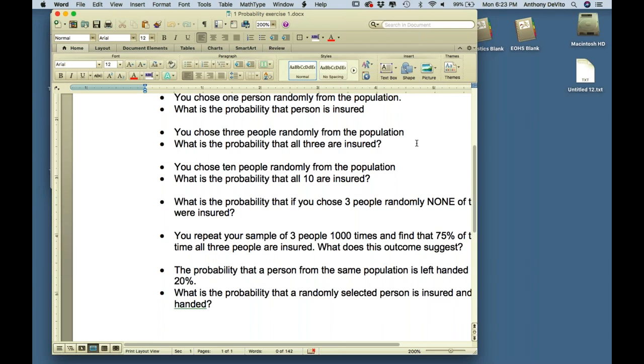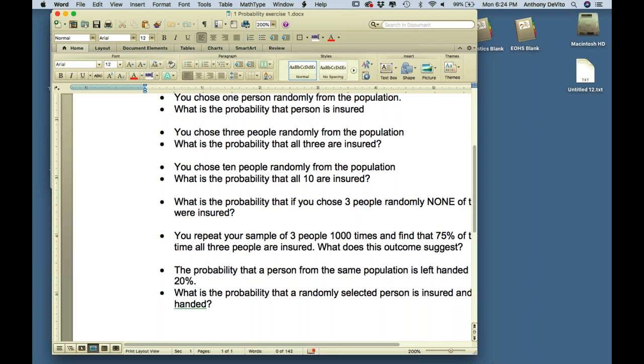51%, right? 0.51. Okay. What's the probability that all three of them would be uninsured? 0.2 times 0.2 times 0.2, right? The probability of an individual being uninsured is 0.2. And for three of them being uninsured, it's 0.2 times 0.2 times 0.2, right?